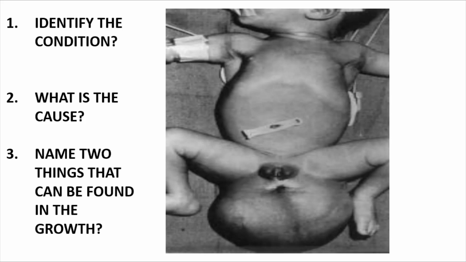Okay. Identify the condition. Look at this baby. The baby was born with this growth here. This growth is what we call a sacrococcygeal teratoma. I hope this is the correct spelling. Sacrococcygeal teratoma.